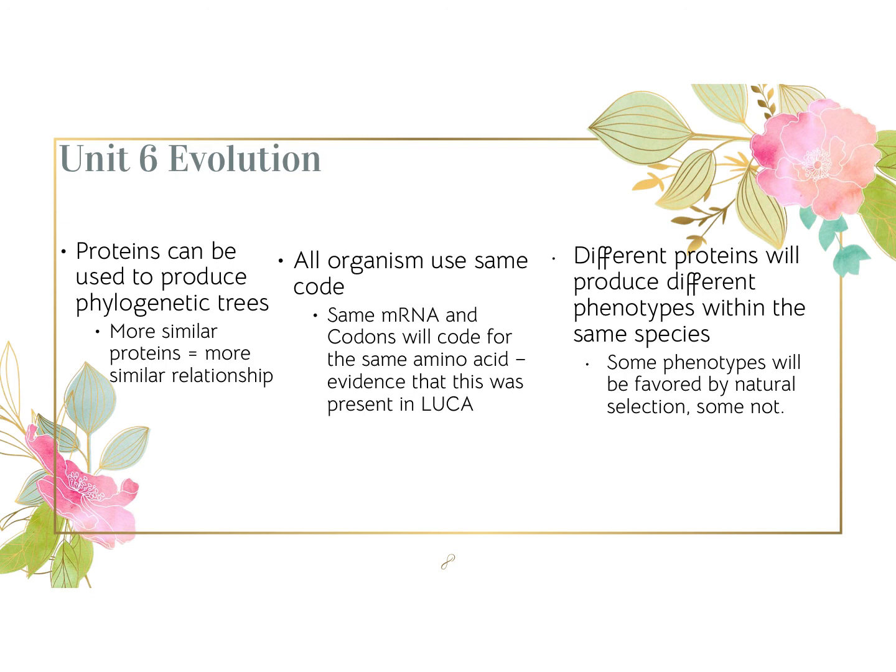So there's variation within the color. And what's going to happen is that some of those phenotypes within a species are going to be favored by natural selection, some are not going to be favored, or some are going to be what we call effectively neutral. Natural selection doesn't act upon that particular phenotype. But that phenotype is determined by the proteins that are produced.